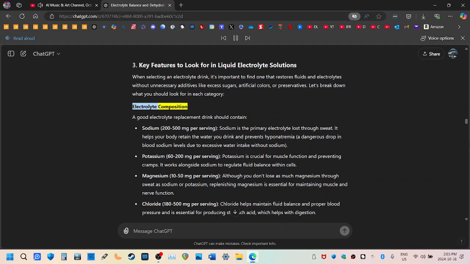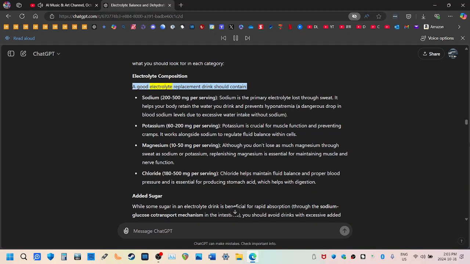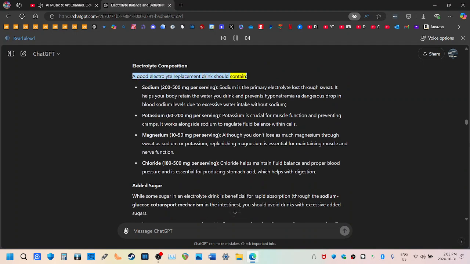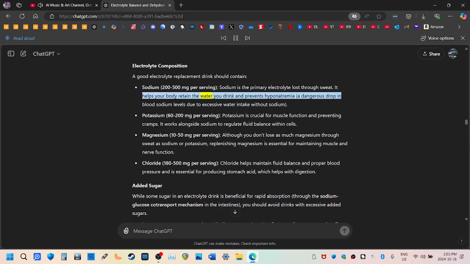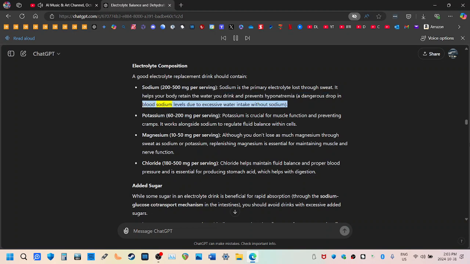Electrolyte composition. A good electrolyte replacement drink should contain sodium, 200 to 500 milligrams per serving. Sodium is the primary electrolyte lost through sweat. It helps your body retain the water you drink and prevents hyponatremia, a dangerous drop in blood sodium levels due to excessive water intake without sodium.